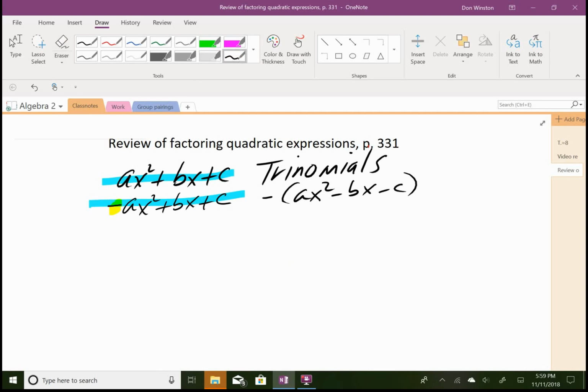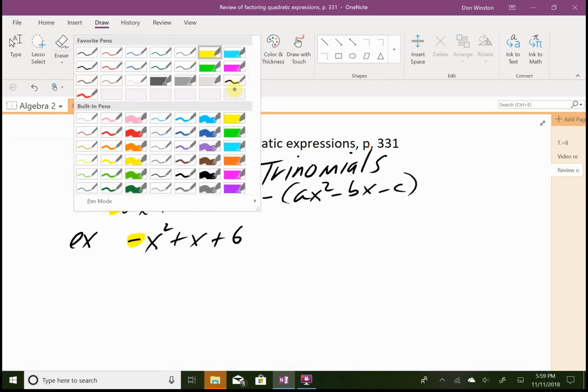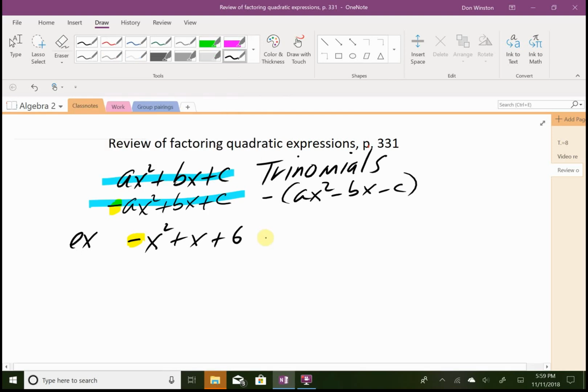So let's take a look at problems like this. Here's an example. I started with negative x squared plus x plus 6. Again, the leading coefficient is negative, so we want to factor out that negative. It makes it a lot easier for us. So this will equal negative, and then x squared, change the sign of everything else, minus x, minus 6.